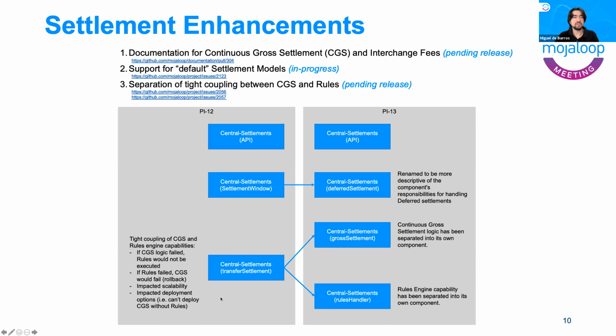Because of the tight coupling between the rules engine and the CGS, if the CGS logic failed, the rule would not execute. Similarly, if the rule failed, the CGS would fail due to a rollback. So this obviously impacted the usability of this component. It meant that if you deployed this component, you didn't have an option whether you wanted CGS without rules or just the rules without CGS. As a result, this hindered your options for deployment as well as the scalability of this component.